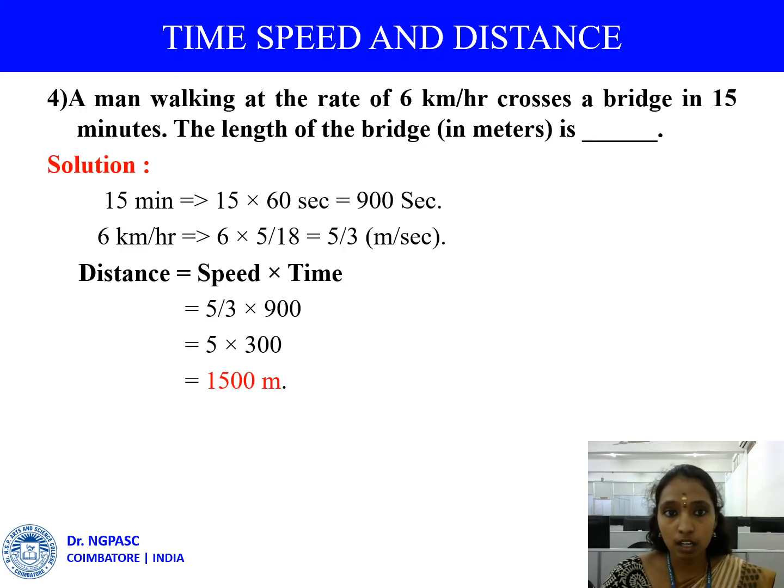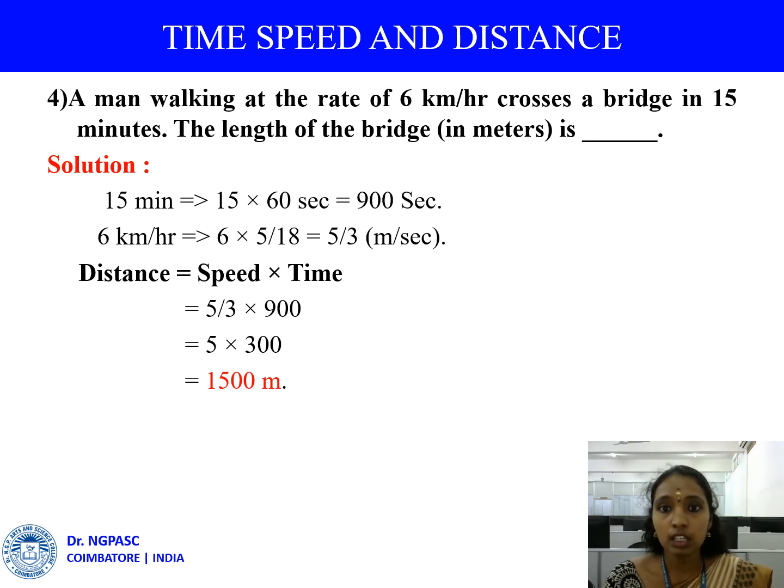So next, another question. A man walking at the rate of 6 km per hour crosses a bridge in 15 minutes. The length of the bridge in meters is? Length is nothing but the distance of the bridge. Since the length of the bridge is given in meters, we need to convert the kilometer per hour into meter per second first. So 6 into 5 divided by 18 is equal to 5 by 3 meter per second.